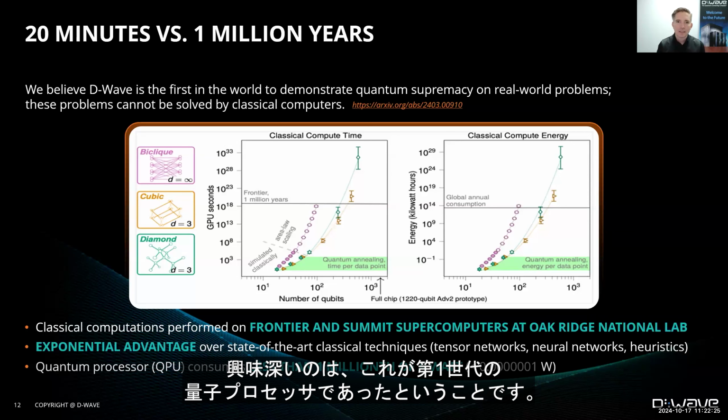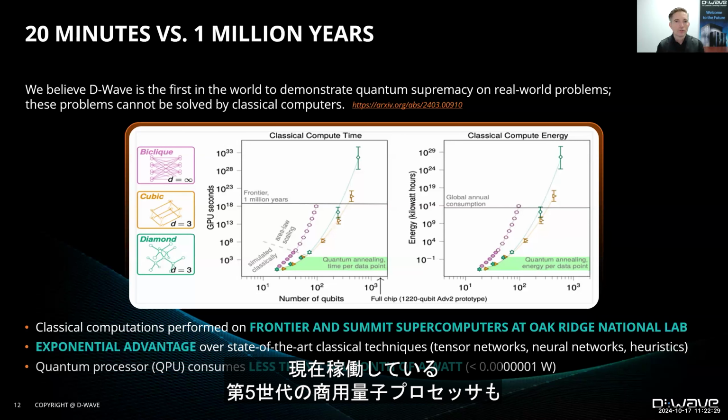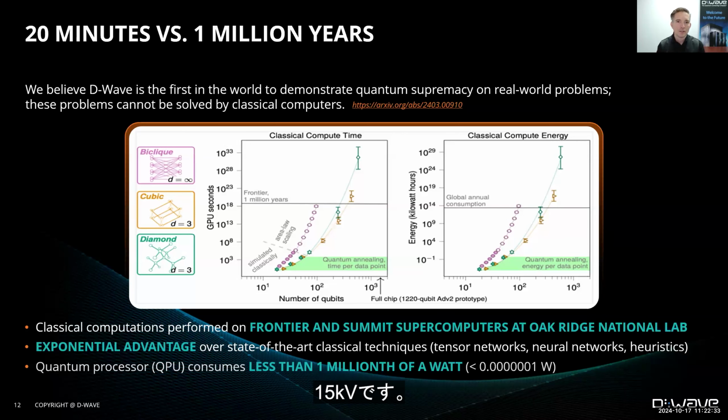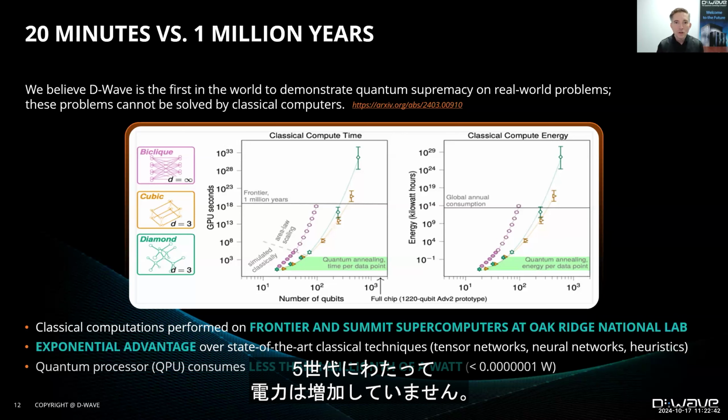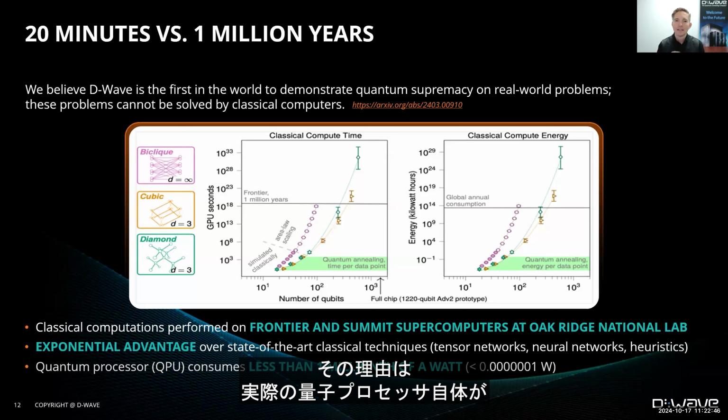And what's interesting is that that was our first generation quantum processor. Our fifth generation commercial quantum processors that are online right now, they also consume 15 kilowatts of power. So while we've seen this dramatic improvement in performance and these huge performance gains, there's no power growth across those 5 generations. And the reason for that is because the actual quantum processors themselves, the circuits are printed in metals that when at their operating temperature, they don't produce any resistivity whatsoever.